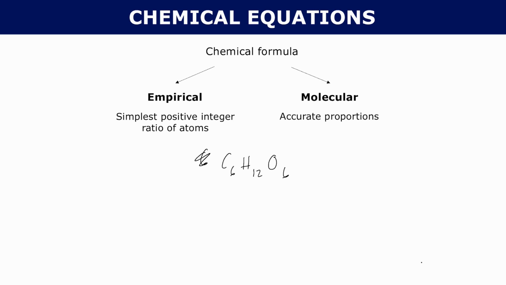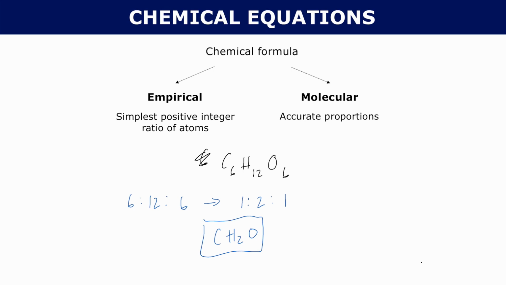But if you look at the ratio of those numbers, the ratio is 6 to 12 to 6. That ratio can be simplified to 1 to 2 to 1. And so the empirical formula of this compound would be CH2O. That's the empirical formula. So the empirical formula is the simplest positive integer ratio of atoms. The reason we have empirical formulas is so that we can get an understanding of the ratio of atoms without having to look at their actual proportions.